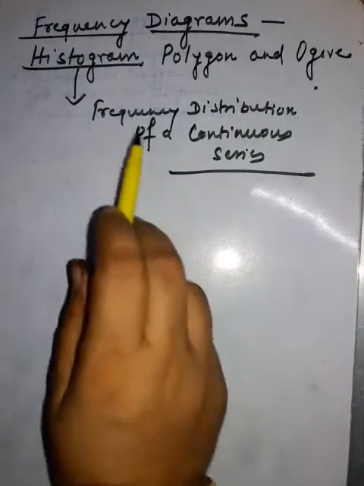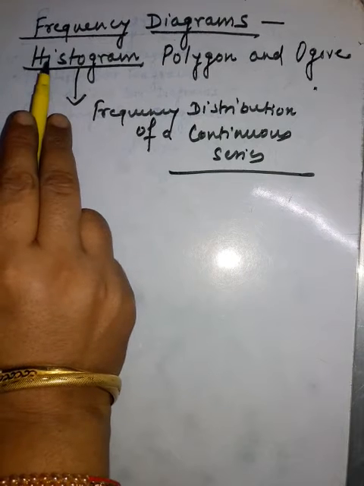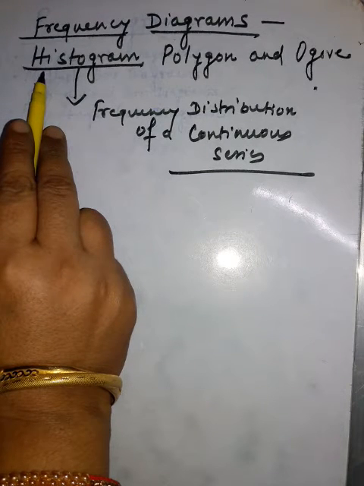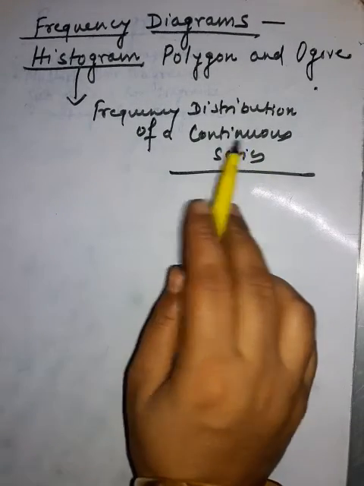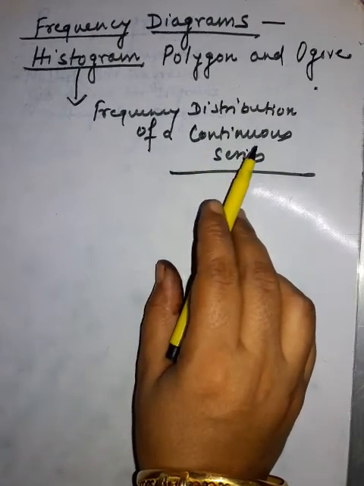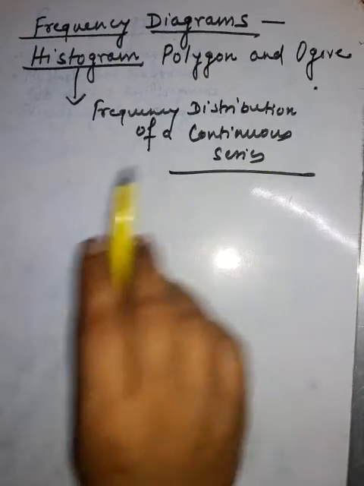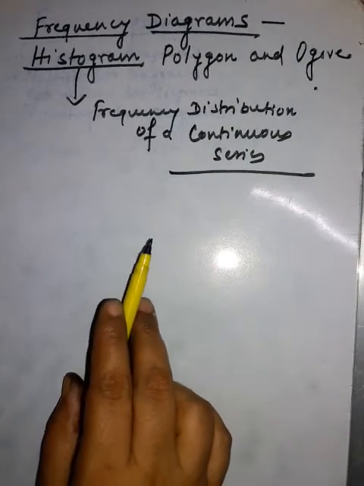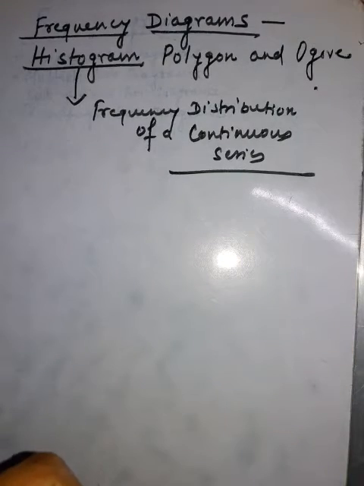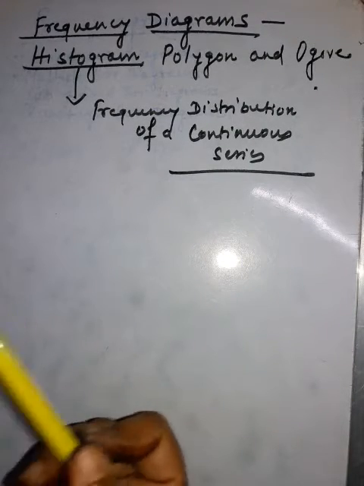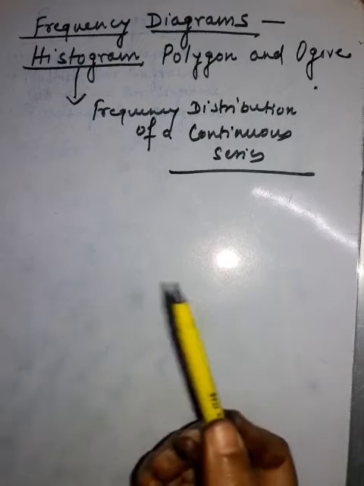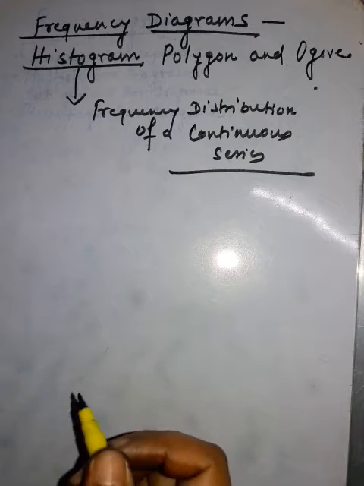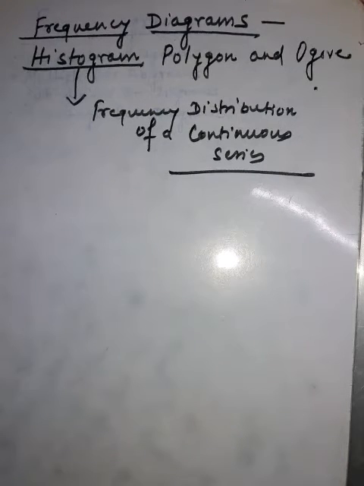You must remember that a histogram can be drawn only in case of a continuous series. While constructing a histogram, values of the variable are shown on the x-axis and their frequency on the y-axis. Frequency corresponding to different class intervals is shown by rectangles. The widths of the rectangles are according to the widths of the corresponding class intervals.